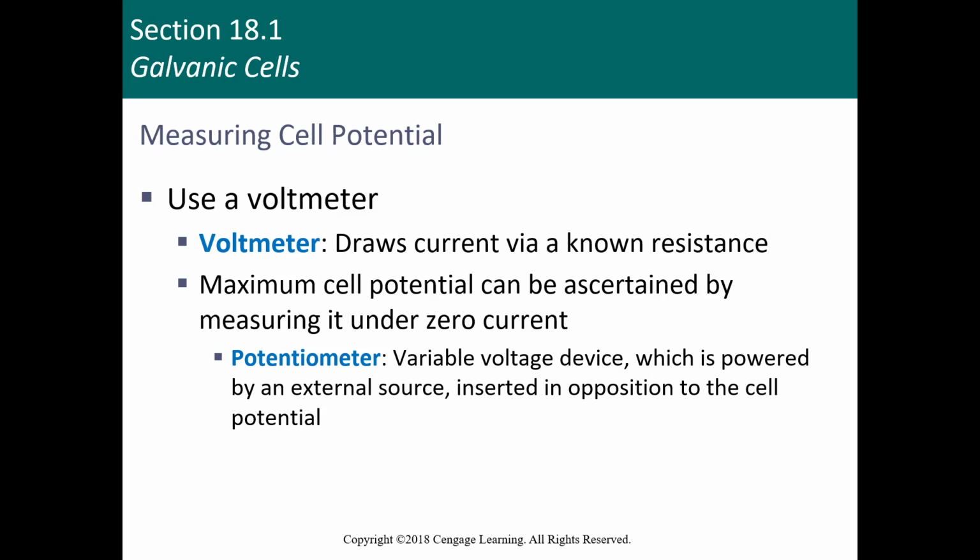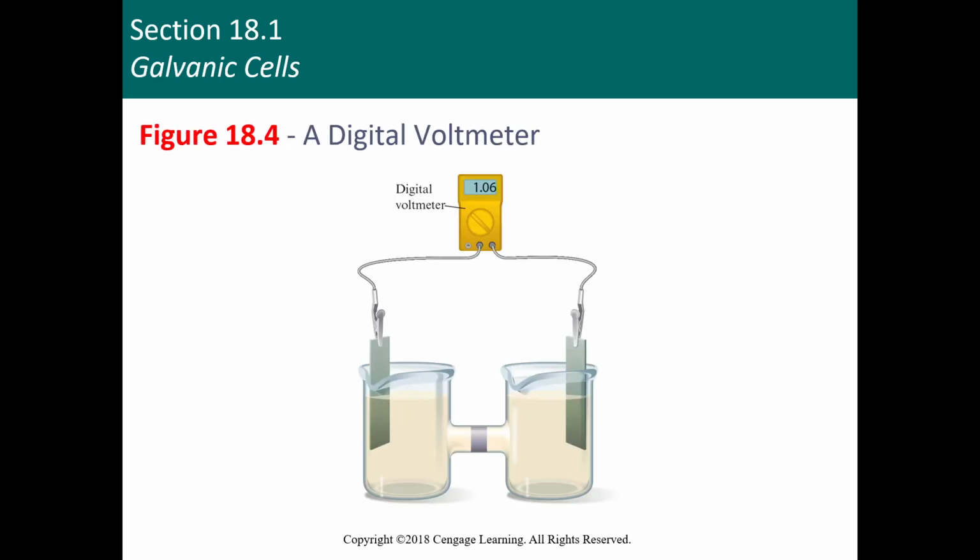This is inserted in opposition to the cell potential, and thus it can very accurately measure the potential of the cells of, like, a battery. This is a great device to measure a battery. Here's a digital voltmeter, by the way. You can actually get them very, very small now. Here we see that we have our galvanic cell hooked up to this, and it has a cell potential, or EMF, of 1.06. That's the difference in the force between this and this cell. Okay.